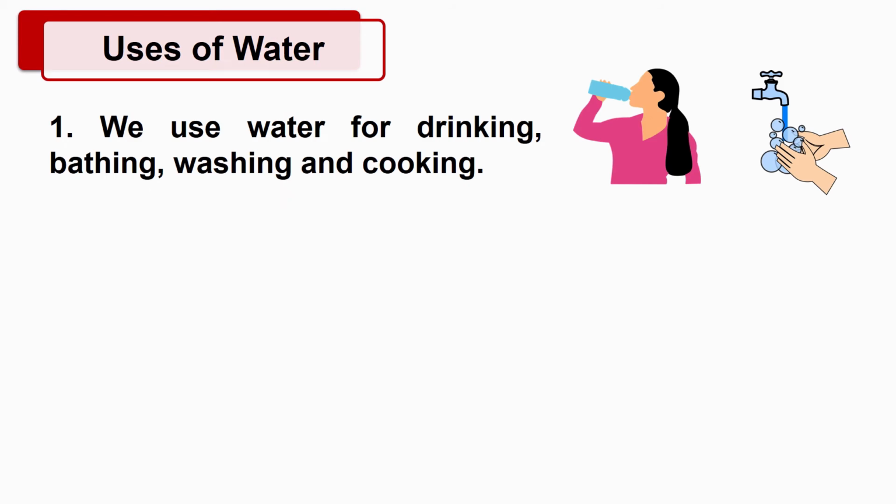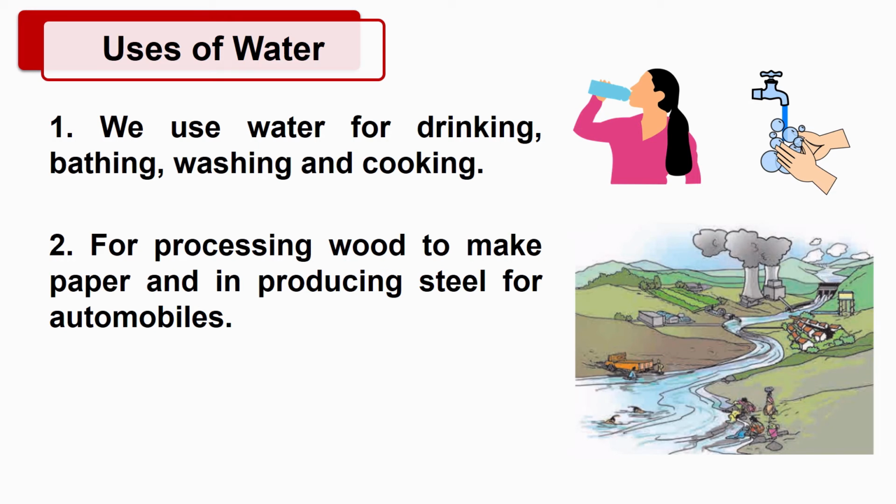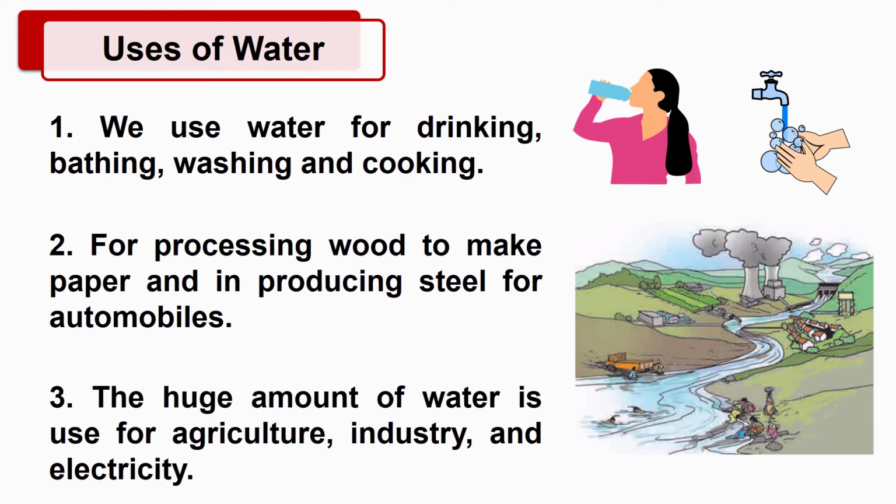Uses of water. We use water for drinking, cooking and many more activities, for processing wood to make paper, and in producing steel for automobiles. A huge amount of water is used for agriculture, industry, and electricity, etc.